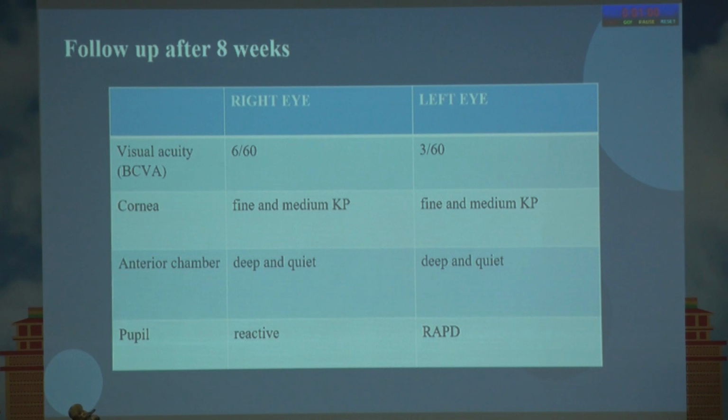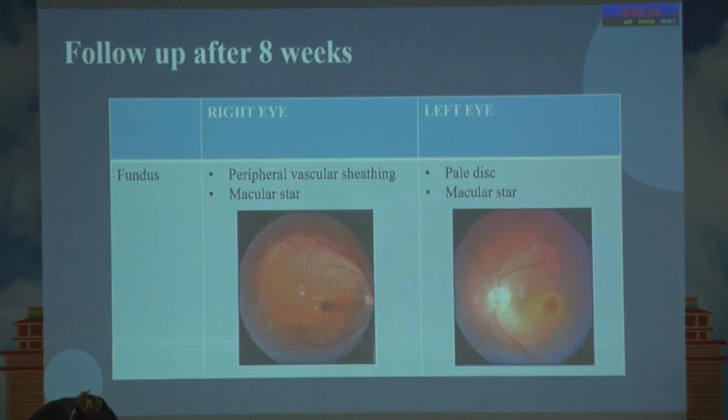So after the intensive phase of ATT, the visual acuity in the right eye was 6/60 and in the left eye it was 3/60. KP was still present in the cornea, and anterior chamber was deep and quiet, that is, cells and flare had reduced. Pupil was reacting in the right eye, and RAPD was present in the left eye. This is the fundus imaging in the right eye. Peripheral vascular sheathing was present, and macular star formation happened. In the left eye, pale disc was seen, and macular star formation was seen.